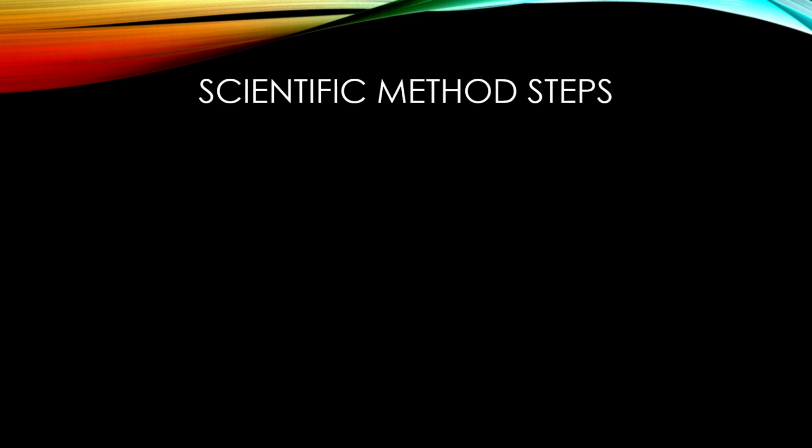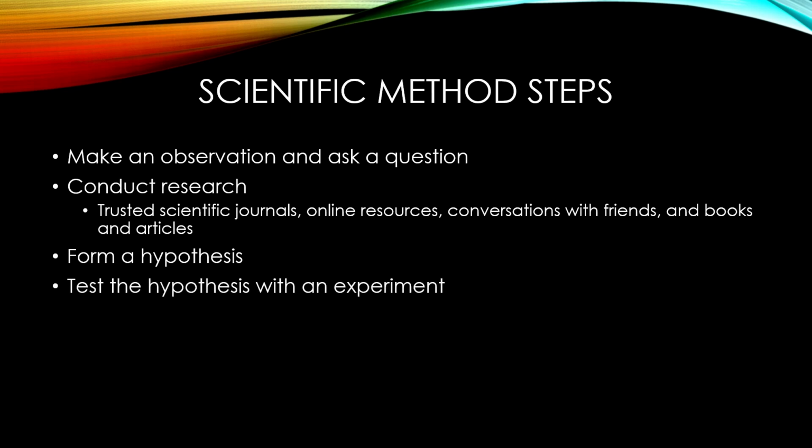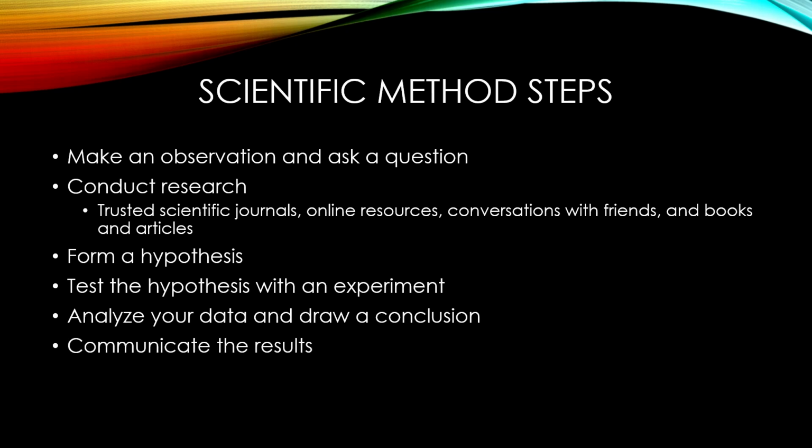Next are the steps to the scientific method. First, we're going to make an observation and ask a question. Then we're going to conduct research using trusted specific journals, online resources, conversations with friends, and books and articles. Next, we're going to form a hypothesis, test the hypothesis with an experiment, analyze the data and draw a conclusion, and then communicate the results so they can be found.